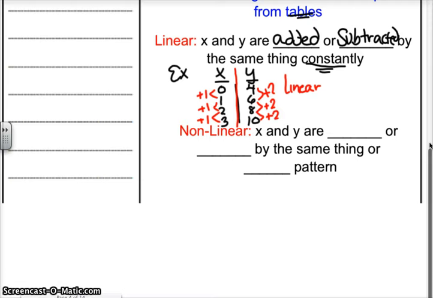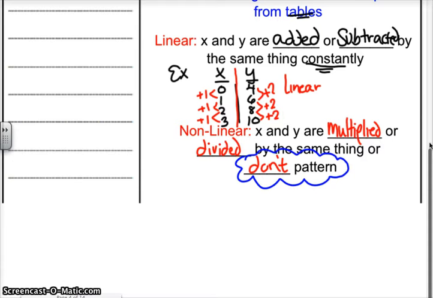It didn't change. Nonlinear, we're going to get into this first example tomorrow probably when I come back. X and y are multiplied or divided by the same thing, or they don't have a pattern. And with our homework today, it's more going to be isolated on the second point.